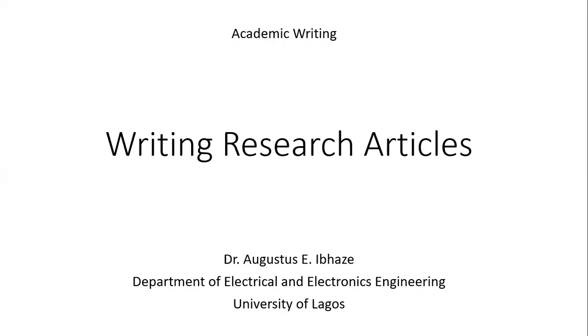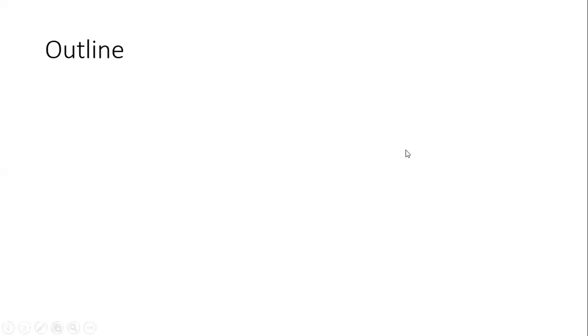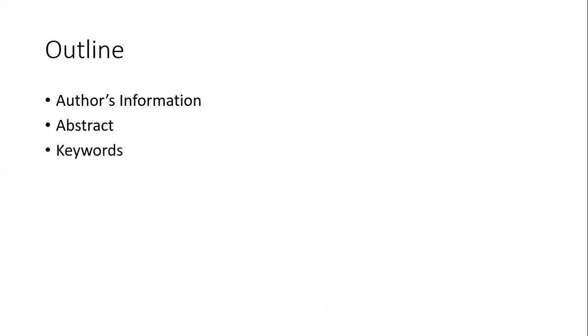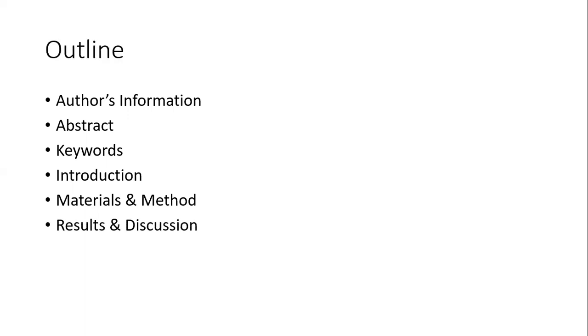A very good day. So in this series, we'll be talking about how to put up your research article for journal publication. In this presentation, we'll be talking about the author's information, abstract, keywords, introduction, materials and method, results and discussion, and conclusion, and then the references.